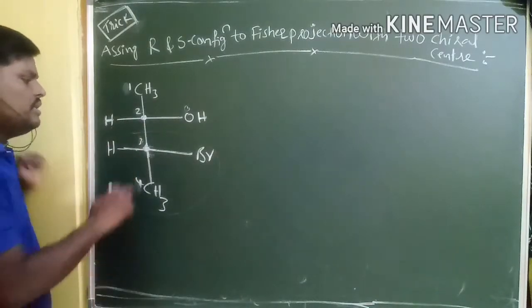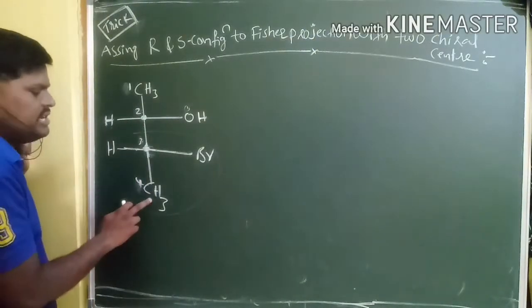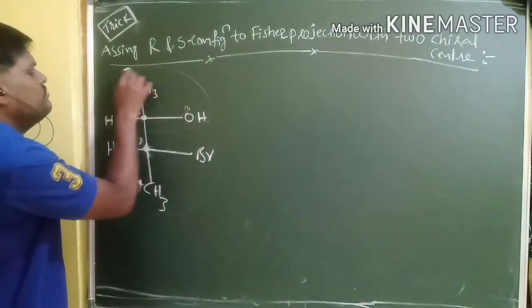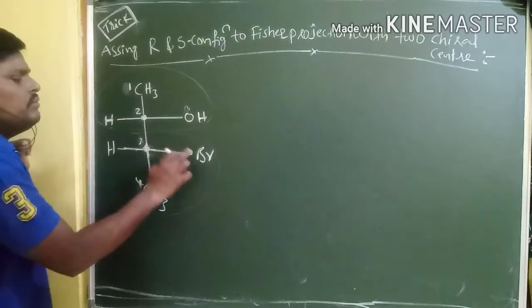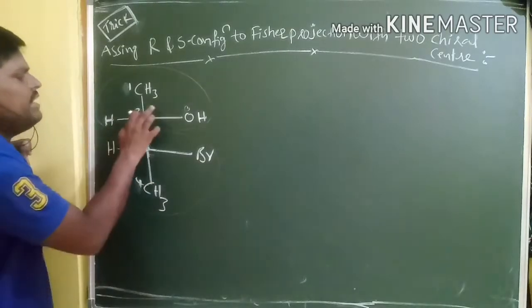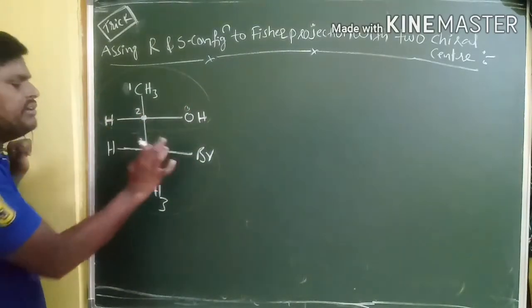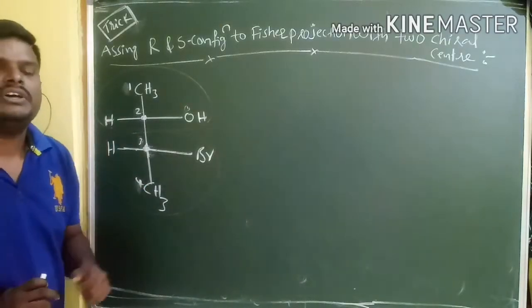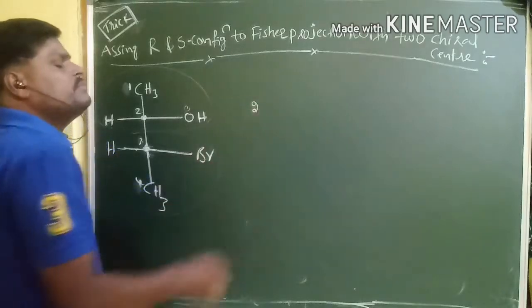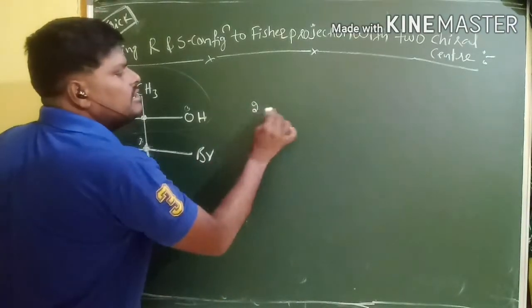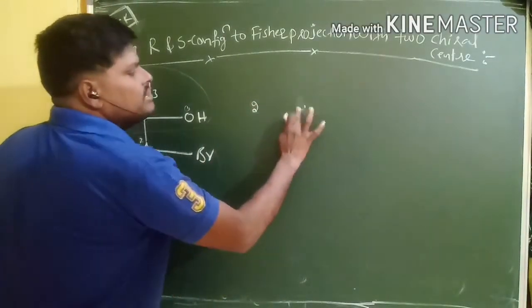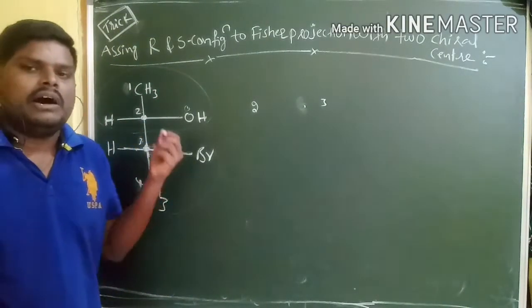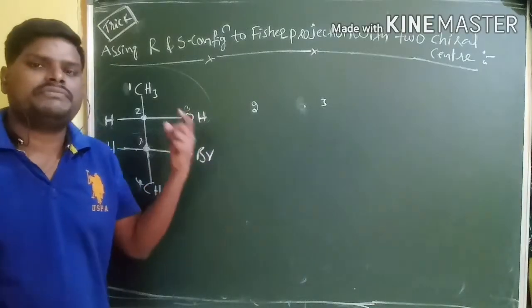Coming to the third carbon, the third carbon is also surrounded by CH3 group, Br and H, and the remaining part is treated as one group. So Br, CH3, H, and this one: total 4 different groups. That's why the third carbon also acts as a chiral center. So the second carbon is one chiral center, and the third carbon is also a chiral center here. And how can you assign R and S configuration for this molecule?